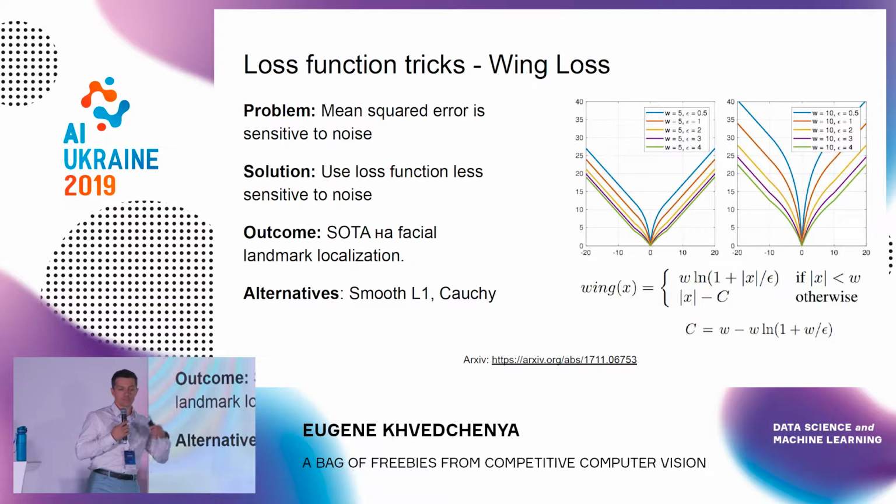So this helped to reach a state-of-the-art result on facial landmark localization. And also, it helped to take a gold medal in the blindness image classification competition, where it was also a regression problem.